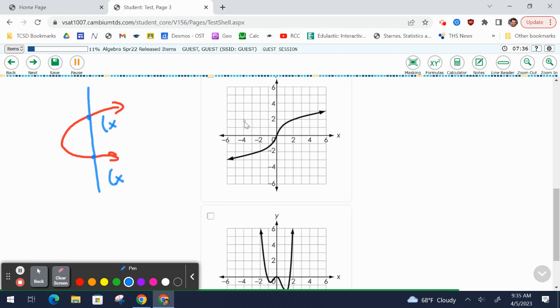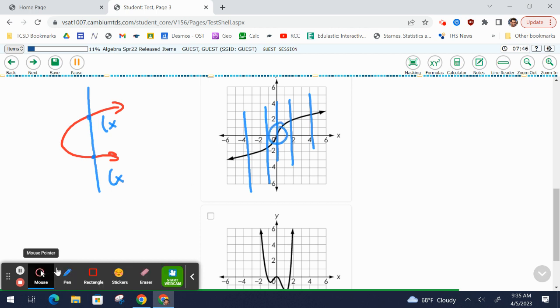So if I look here, if I draw a bunch of vertical lines, none of them touch the graph more than once. You could be a little bit concerned here with how it looks there, but that's still once. So that's actually a function. So I'll check that box off.